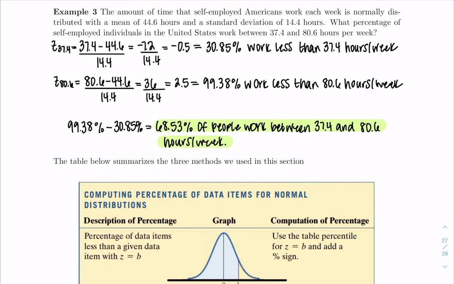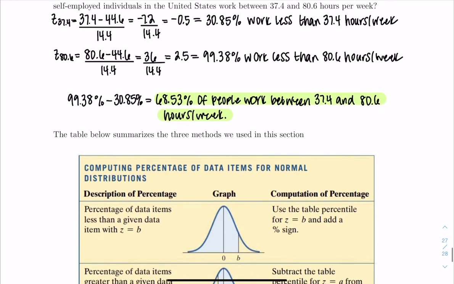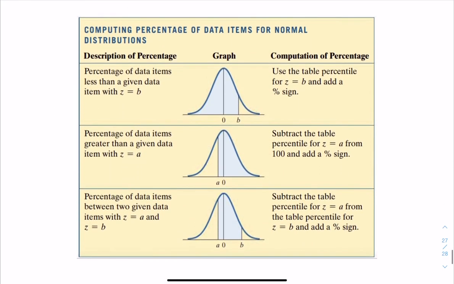And so the table below summarizes the three methods we used in this section. For the percentage of data items less than the given data item, you just use the percentile table for the z-score and add a percent sign. To find the ones above the data item, you still need to find the z-score but subtract it from 100 and add a percent sign. And then to find between two items, you find the z-score for both and then subtract and add a percent sign.